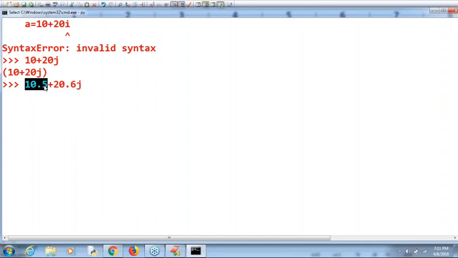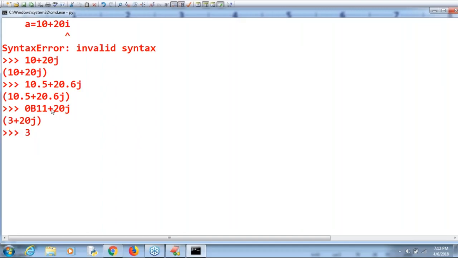Because here you can take either int value or float value. No restriction. Perfectly it is valid. Now I'm taking a very special case: 0B11 plus 20j. Is it valid or not? Yes, perfectly valid. No problem. 0B11 is considered as 3, so it is 3 plus 20j.